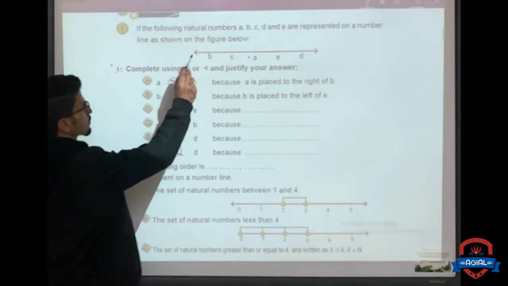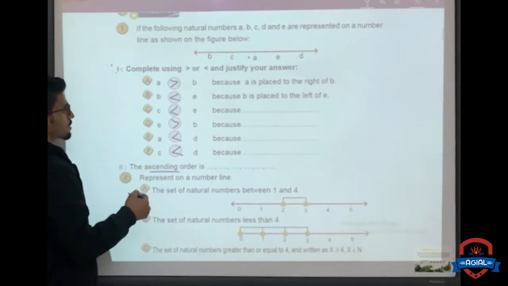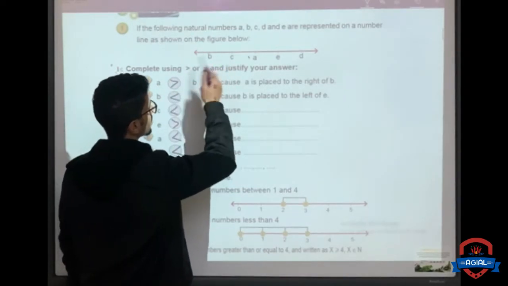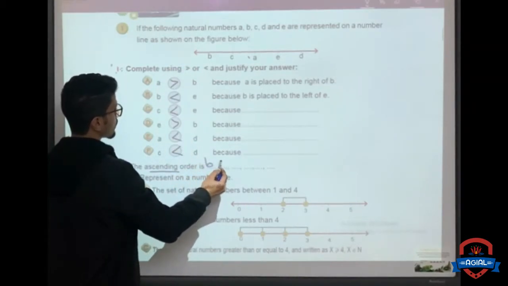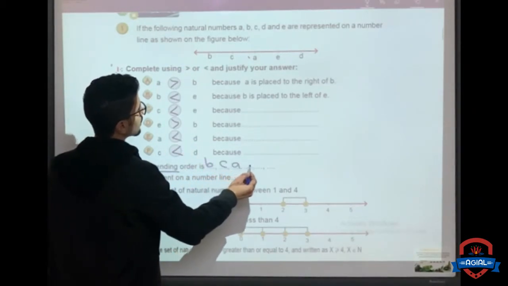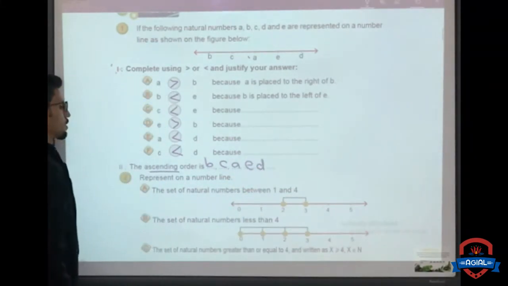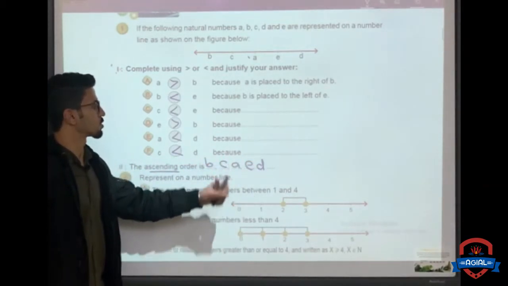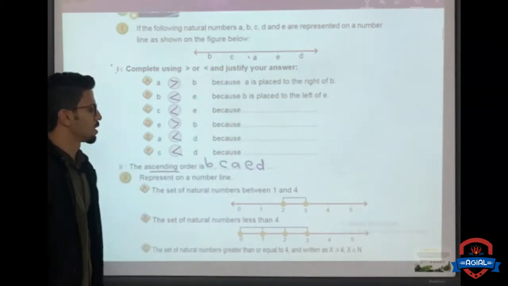We start from the left because the ascending order starts from the smallest to the greatest, and we know that the smallest numbers are placed on the left. So we start with B, then we have C, A, E, and D. We write the order as B, C, A, E, D because the smallest numbers are on the left and the greatest numbers are on the right.